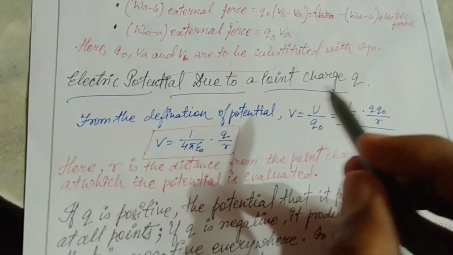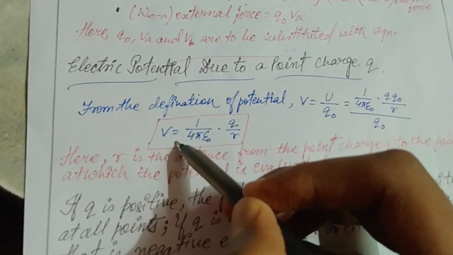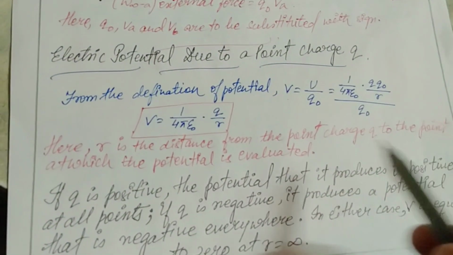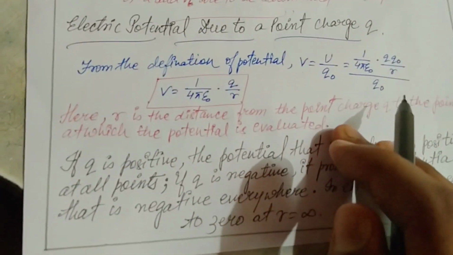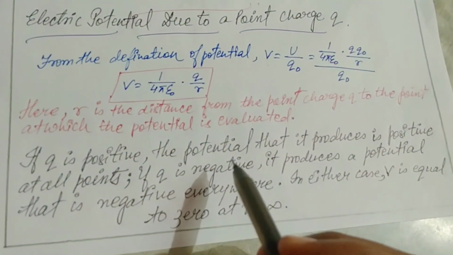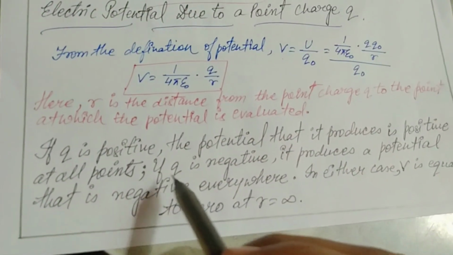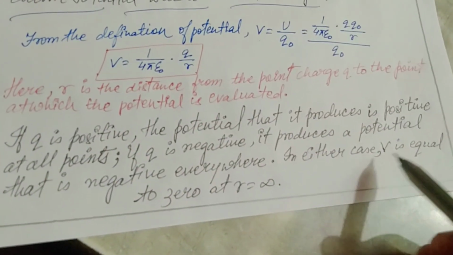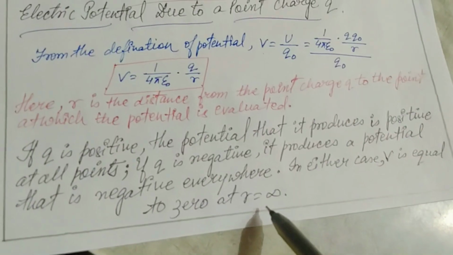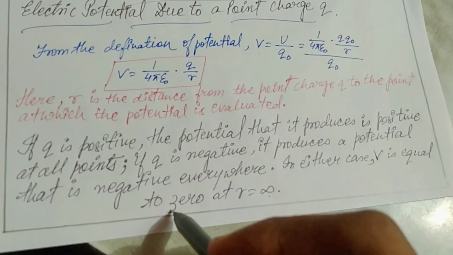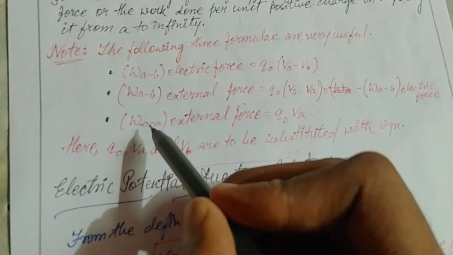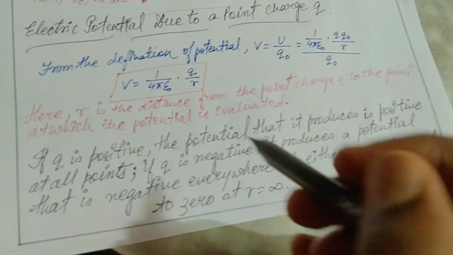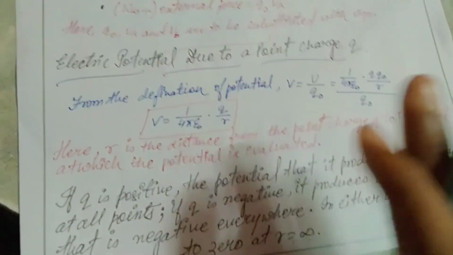Electric potential due to a point charge. The electric potential due to a point charge is V equal to 1 by 4 pi epsilon naught times q by r. Here r is the distance from the point charge, and q is the charge producing the potential at the point where it is evaluated. If q is positive, the potential produced is positive at all points, and if q is negative, it will produce a potential that is negative everywhere. In either case, V is equal to 0 when r is infinity. As we saw here, if it's infinity, then we take it as 0.